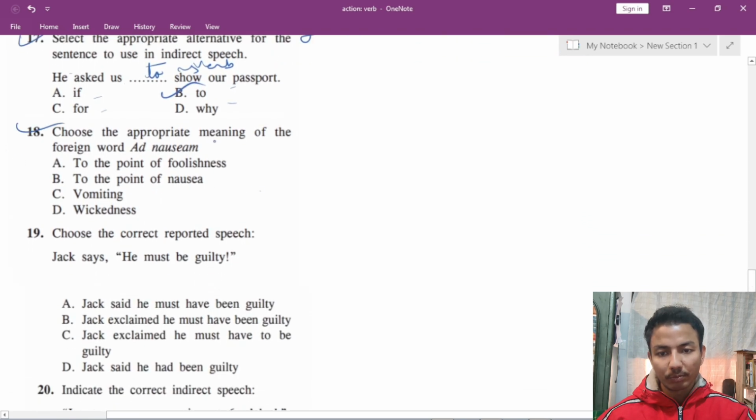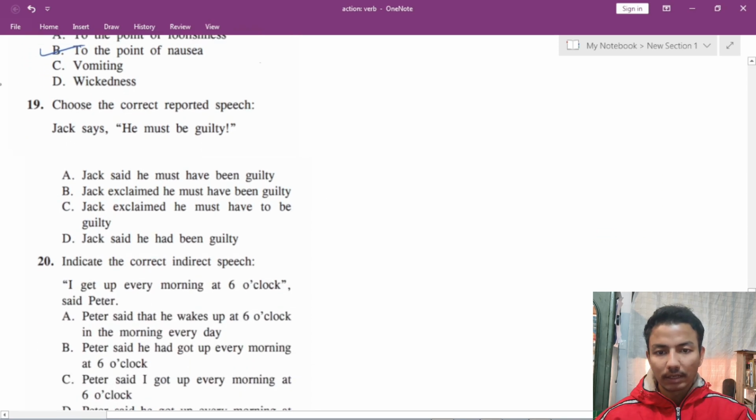Question number 18. Choose the appropriate meaning of the word ad nauseam. Okay, ad nauseam. So nausea. Just by looking at this option also, we can tell, to the point of nausea. The correct meaning of this word ad nauseam is to the point of nausea. Okay, let us move on.